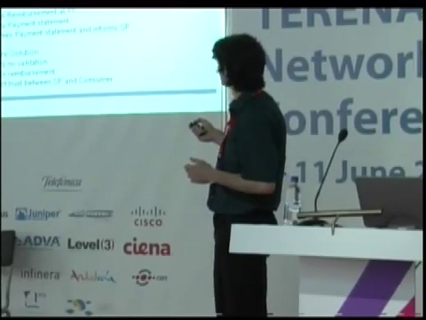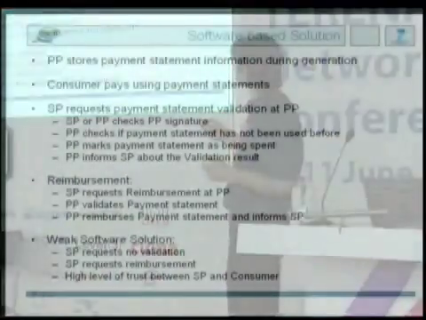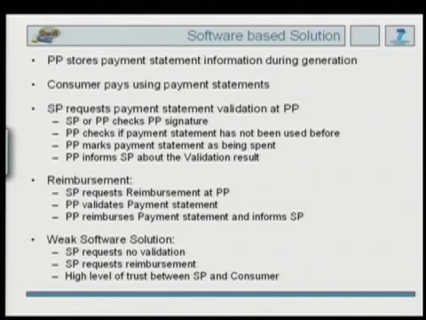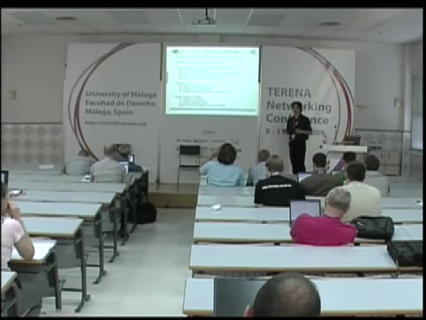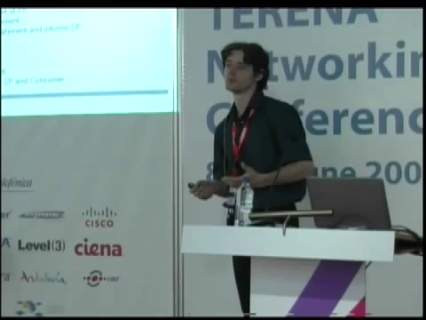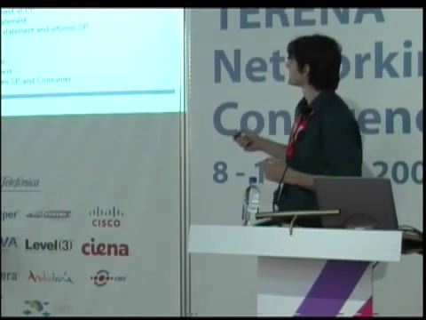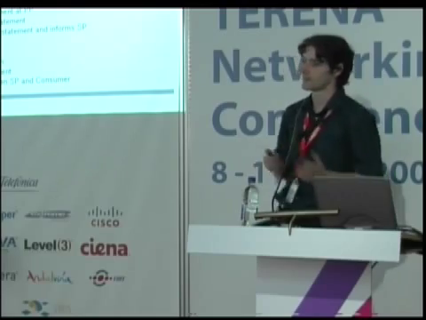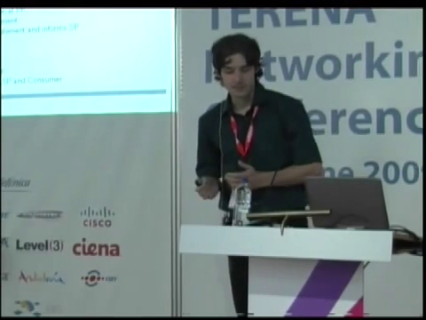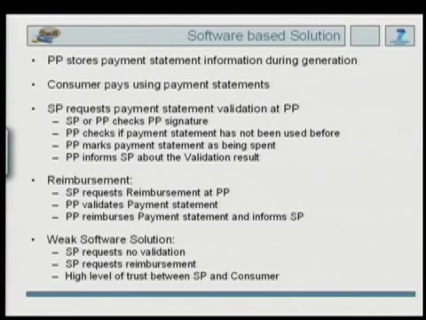And when the consumer pays, the service provider receives this payment statement and directly requests a payment statement validation at the payment provider. The payment provider gets the request for the payment statement, and this may be seen as a proof for payment. Because if any other entity within the federation requests the payment statement validation, then the payment statement must be transmitted from the consumer to the other entity.